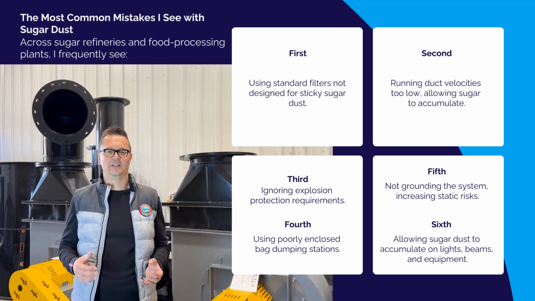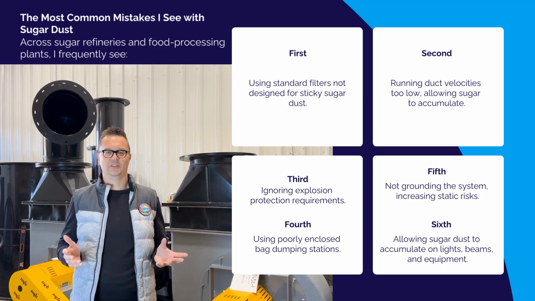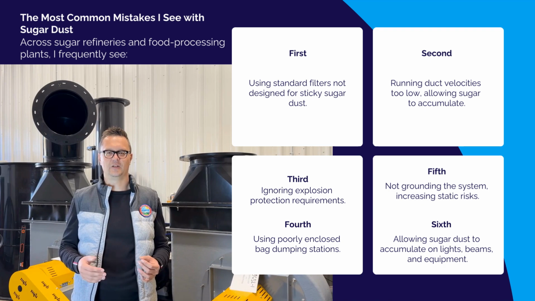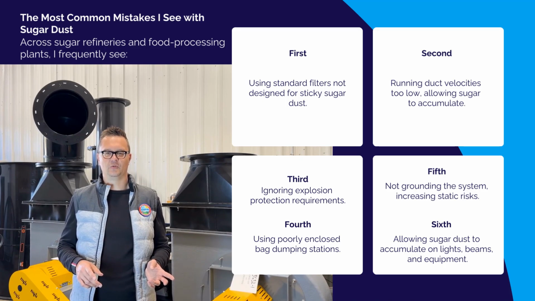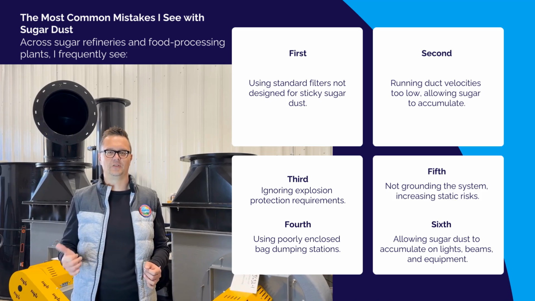The most common mistakes I see with sugar dust. Across sugar refineries and food processing plants, I frequently see: first, using standard filters not designed for sticky sugar dust. Second, running duct velocities too low, allowing sugar to accumulate. Third, ignoring explosion protection requirements. Fourth, using poorly enclosed bag dumping stations. Fifth, not grounding the system, increasing static risks. Sixth, allowing sugar dust to accumulate on lights, beams, and equipment. These mistakes significantly increase fire and explosion risks.